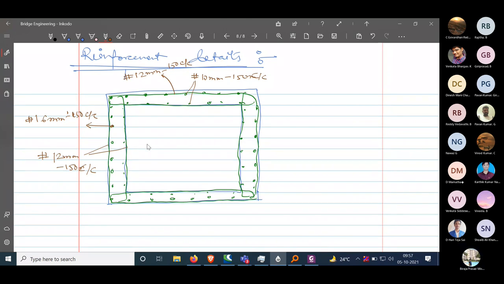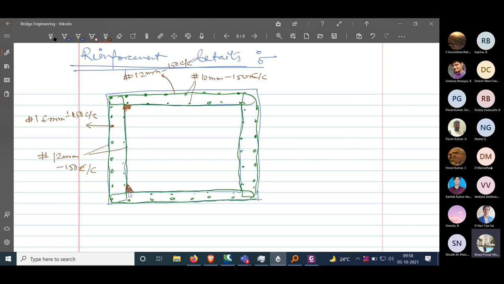Okay, and see these ends over here, they are not to be straight like this. So here you need to provide it with a lap. If it will be straight, then stresses will be there. So this one is 150 plus 150 lap.